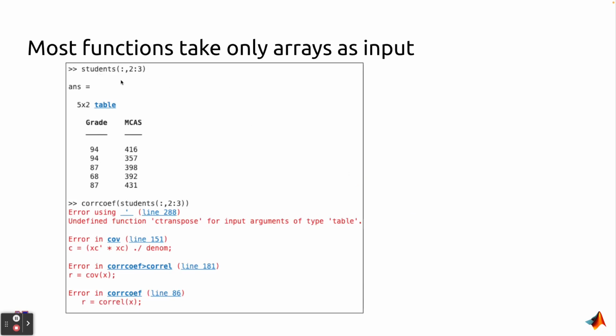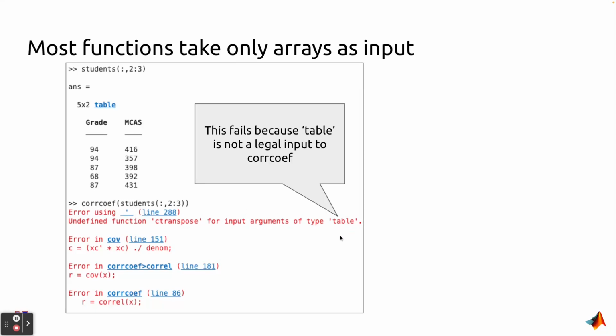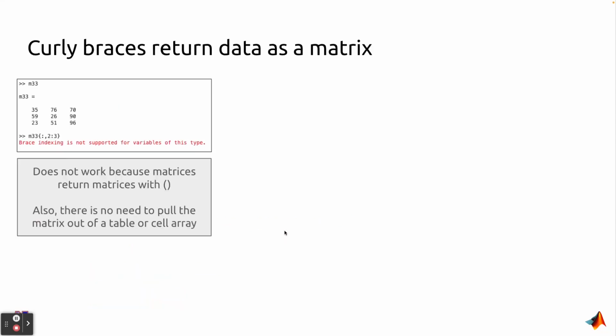So when we said students all rows 2 by 3 and we tried to put that into correlation coefficient, we get this error that says it doesn't work because this function doesn't work with a table, it works with a matrix. In fact, most functions work with matrices. But the curly braces will return it as a matrix.